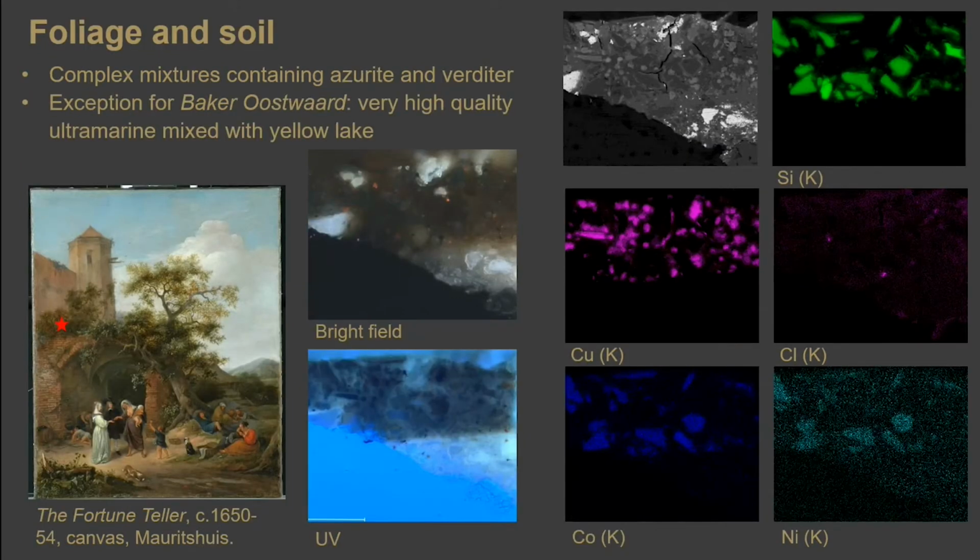Foliage and soil were predominantly painted with complex mixtures of azurite or blue verditer, mixed with earth pigments, yellow lake, Naples yellow, smalt, vermilion, and black. And in the sample from The Fortune Teller that you can see here, the rounded particles of blue verditer can be easily recognized in the copper map.